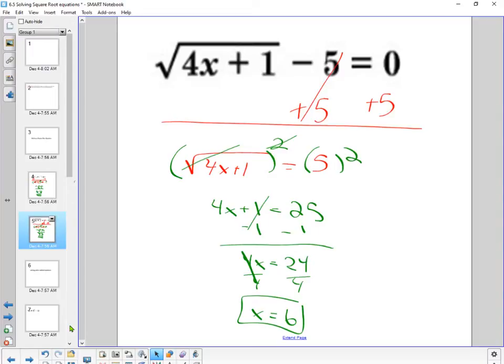So in this case, let's put 6 back in there. 4 times 6 is 24. 24 plus 1 is 25. Square root of 25 is 5. 5 minus 5 is 0. So we're good. Like I said, sometimes you're going to get 2 answers. Make sure you check both of them. Because even though you got 2 solutions, one might not work, and if you put both of them in Math Excel, guess what? It's wrong. You just lost points. All right, cool.